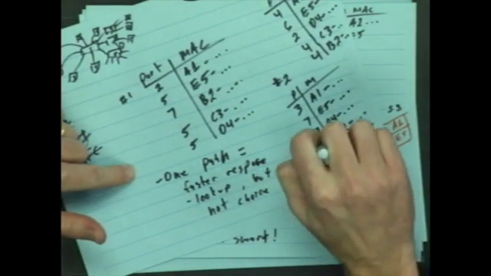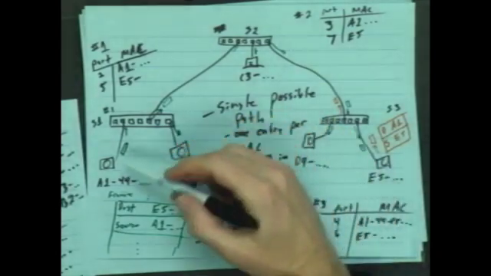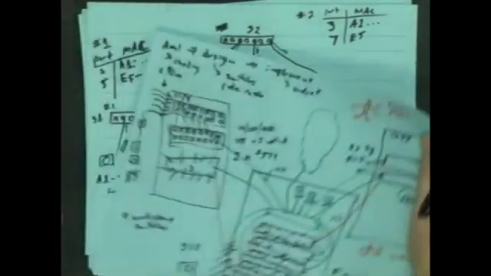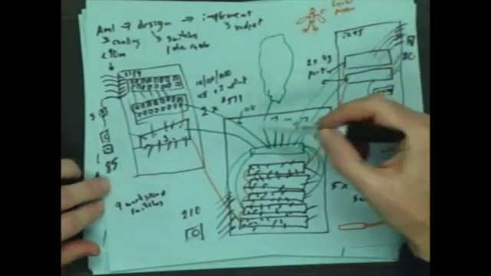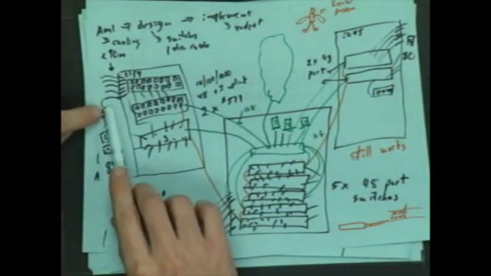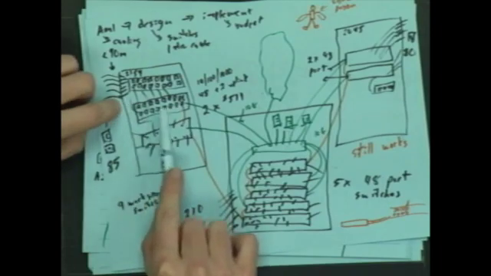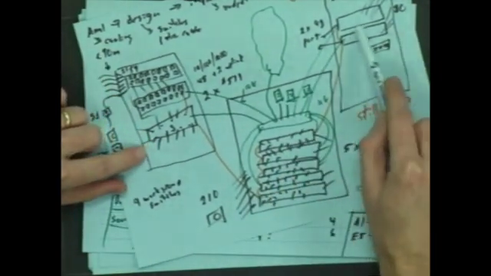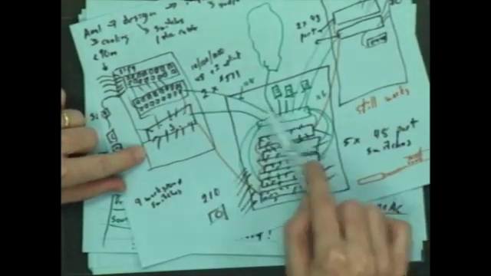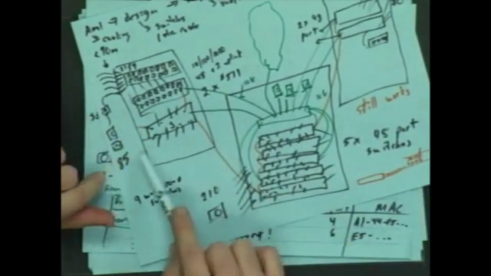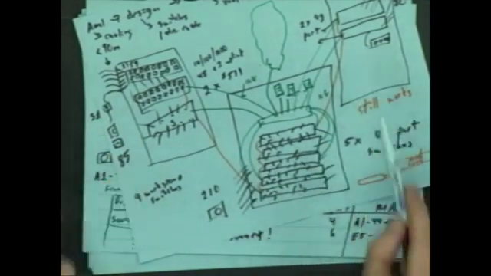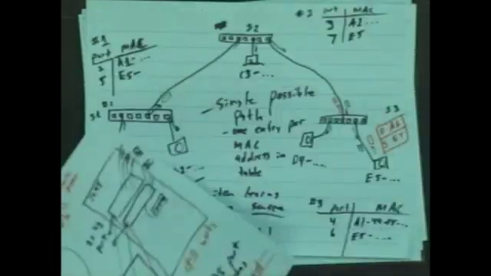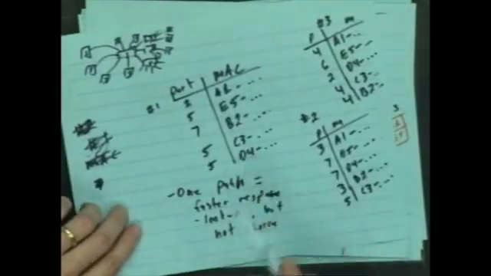Okay? Single possible path. So between any two stations, there's only one path. Even on our big, complicated network here, there's only one possible path. So if I'm coming in here, I'm going to go down here, and I might go to that server. Anyway, there's only one path between any of these stations out here and any other station. We're good with this, right? One. So the MAC address is unique.